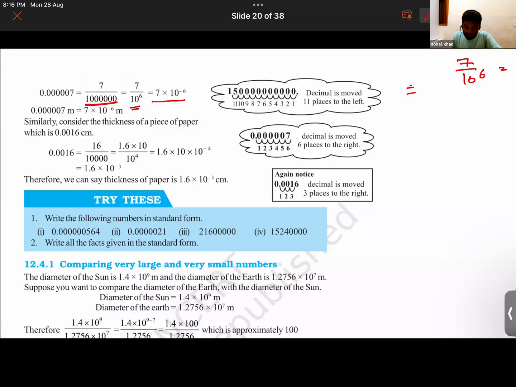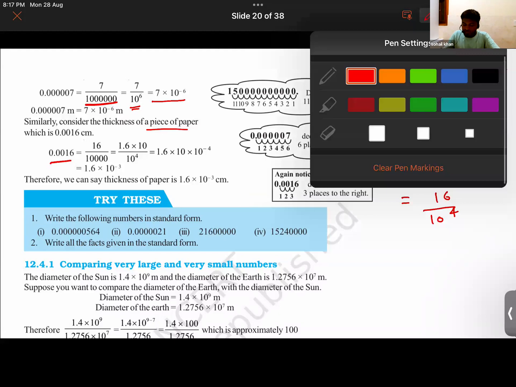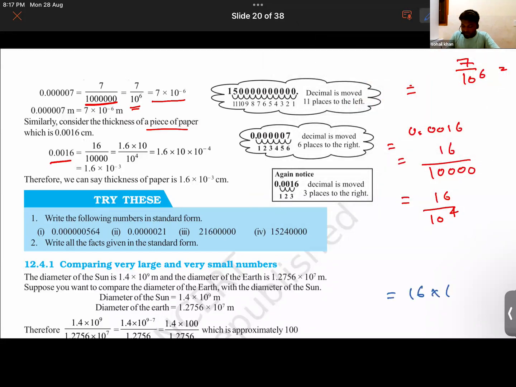Then another question: thickness of a paper is given this much. It is 0.0016. You will write it in the form of fraction like this. There are 4 zeros here. Further, it's 16 upon 10 raised to the power 4. We can simply write it like this, 16 into 10 to the power minus 4, but that won't be correct, because we need to place a decimal between the units and the tens digit here. So what we need to do here, the decimal is moved 3 places to the right. Count the numbers here.